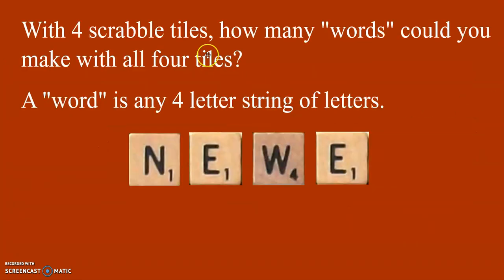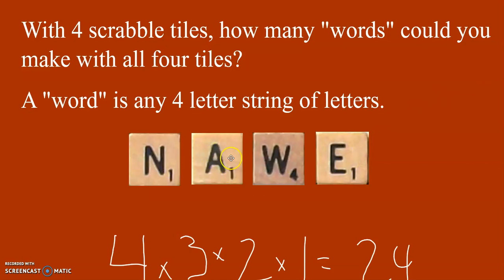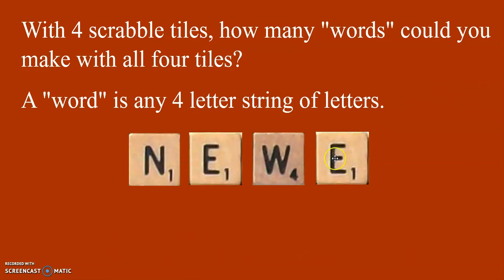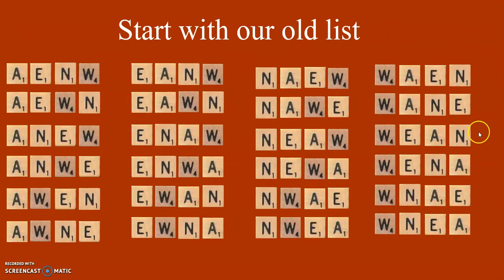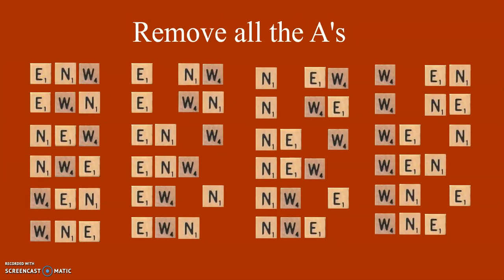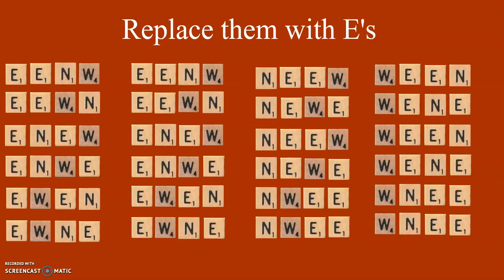Now, let's say that I have these 4 instead. Notice the difference here is that instead of N-A-W-E, I have N-E-W-E. Notice I have the letter E 2 different times. So here's how we're going to think about this. I'm going to start with my old list that had the letter A. I'm going to take out all the A's because I no longer have the letter A, and I'm going to replace it with the letter E. Ta-da! And now here's my new list.